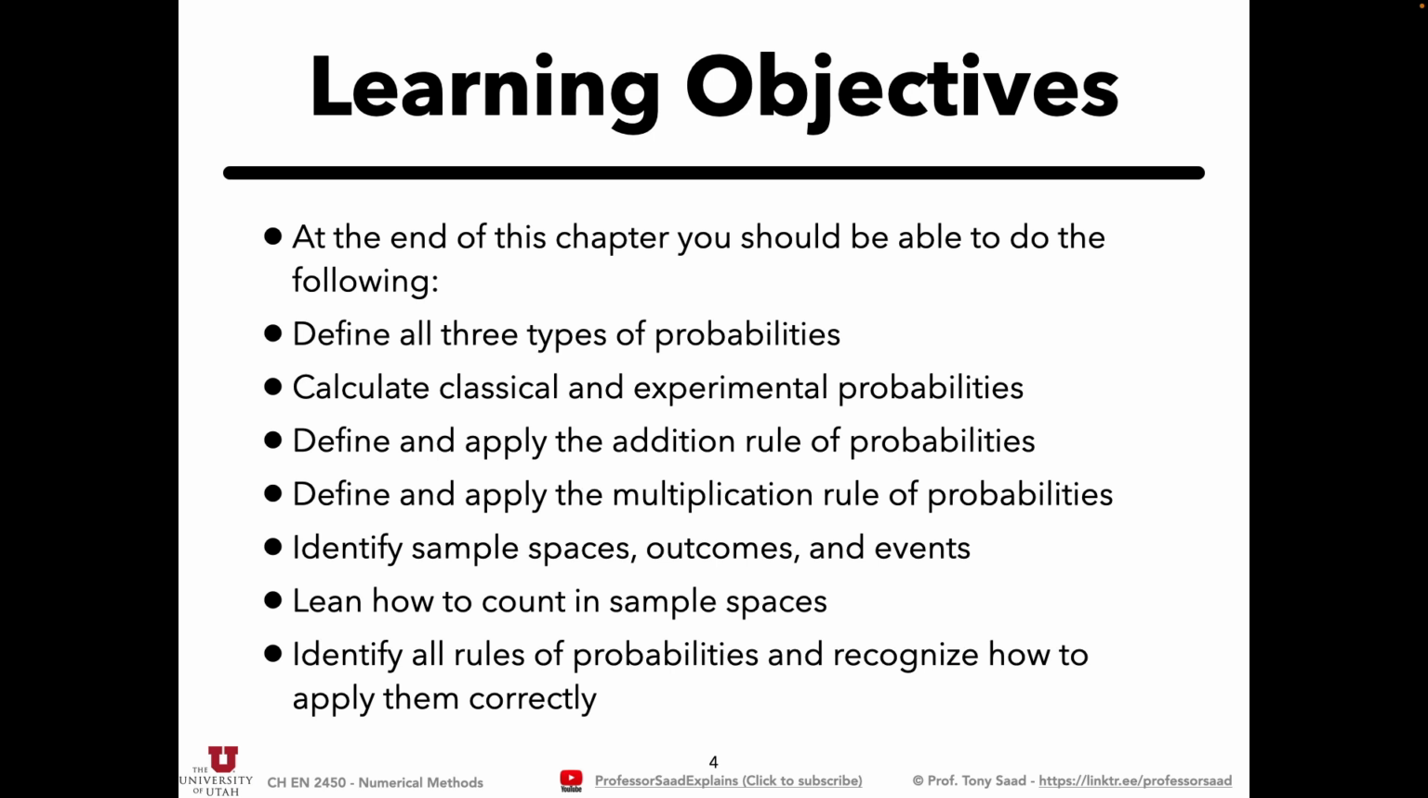Define and identify sample spaces, outcomes, and events so that we can use correct wording when we talk to each other about probability. Learn how to count in sample spaces. So, I have 2 dice and I'm throwing them. How many outcomes do I have? What is my sample space? Right? So be able to count all of those. Identify all the rules of probabilities and recognize how to apply them correctly, and a few more.